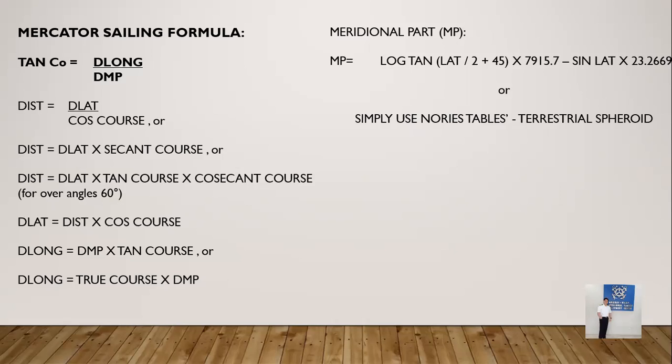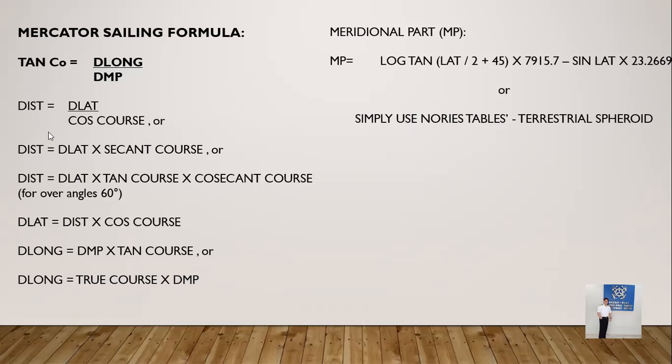So these are the Mercator sailing formulas. Tan course is equal to D long over DMP. Distance is equal to D lat over cosine course. And if you look, there are three distance formulas there. You can use the secant course or cosine course. I suggest just this one: D lat over cosine course. But for courses over 60 degrees, the distance formula you will use is this one: D lat times tangent course times cosecant course.